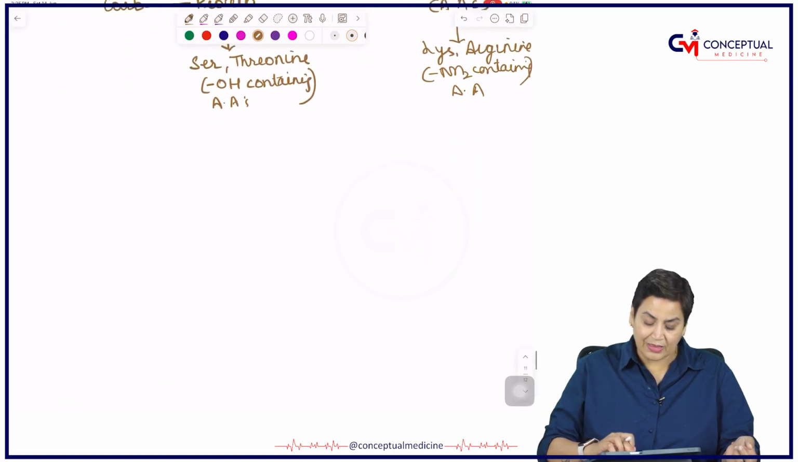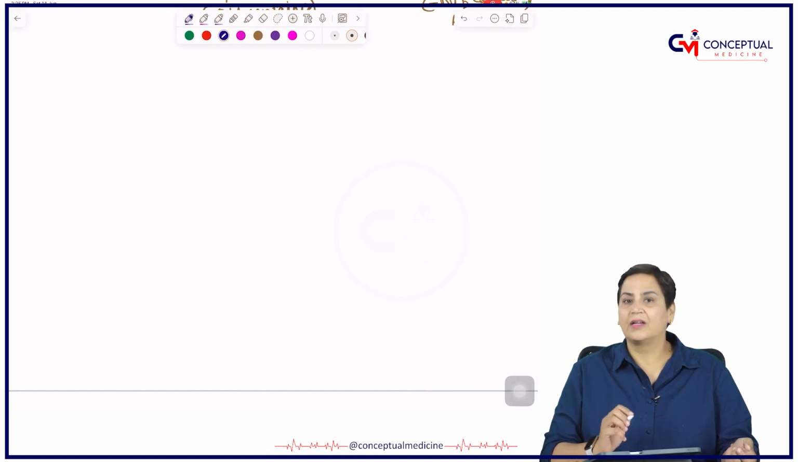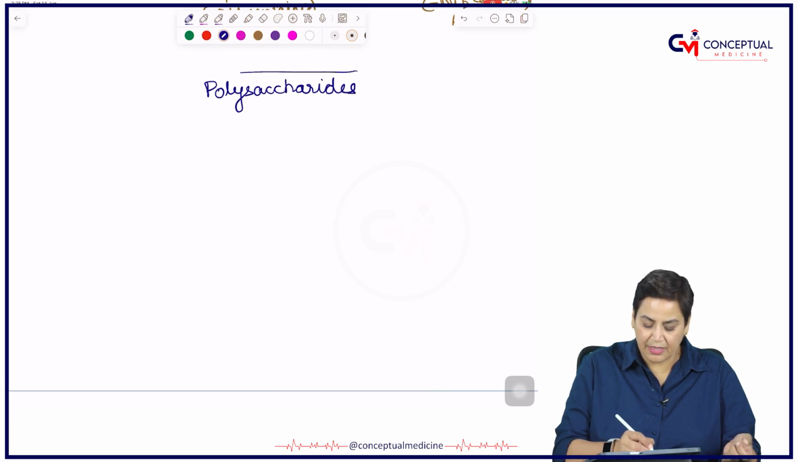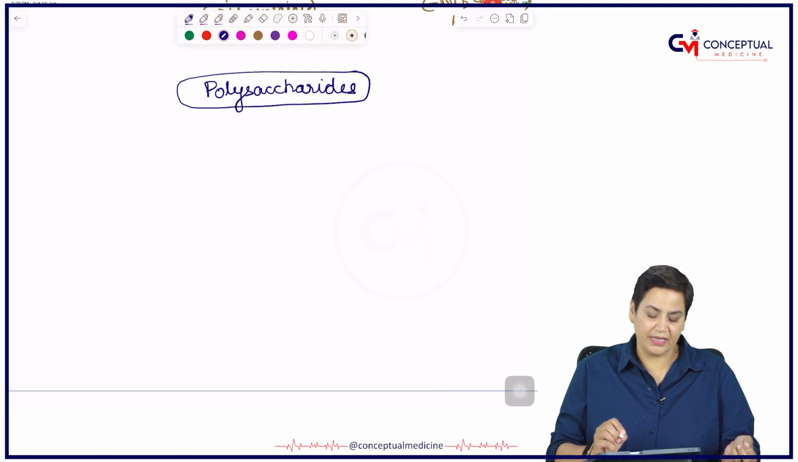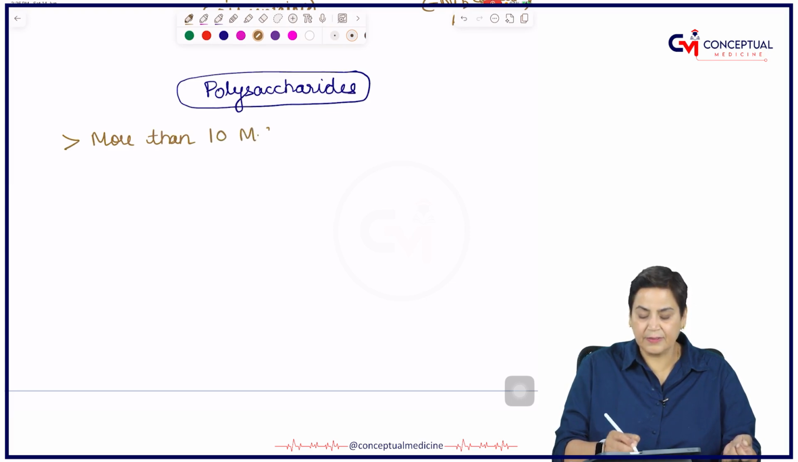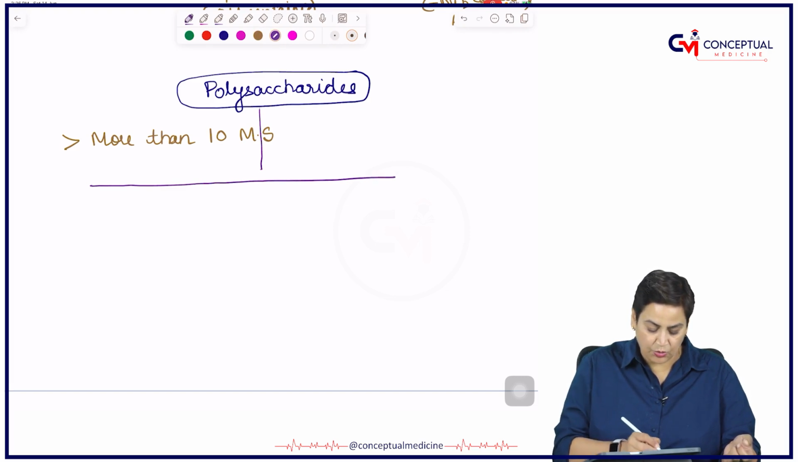Then we come over to the last class of carbohydrates, polysaccharides. Now, as the word suggests, poly means many monosaccharides combined. So it has more than 10 monosaccharides. And if we talk about the detailed classification of these polysaccharides, they are classified into two subclasses.